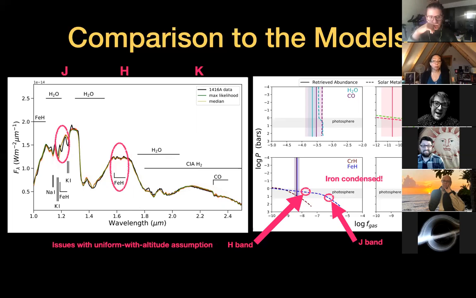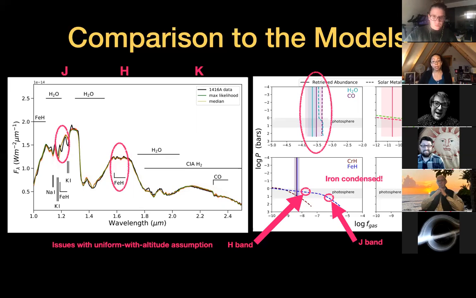While it's giving us the freedom to retrieve these different abundances, this is something that's going to come up where you have gas features like this where you expect them to be different abundances and different pressure levels.